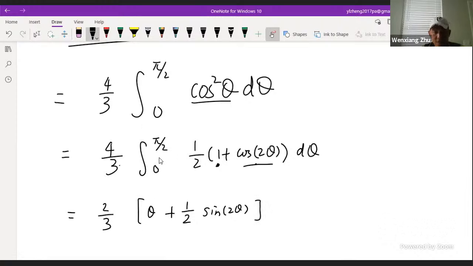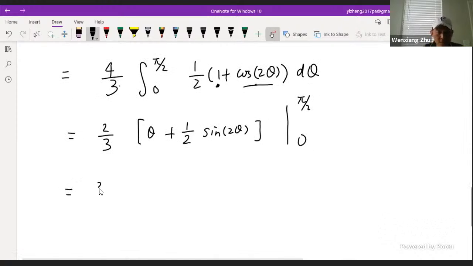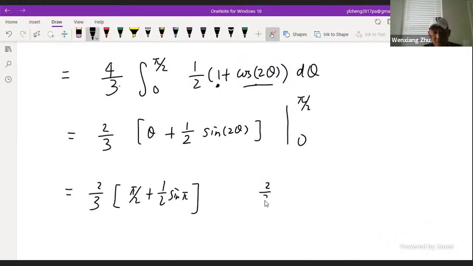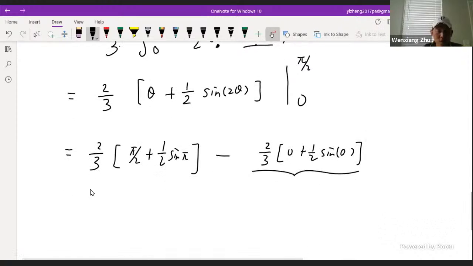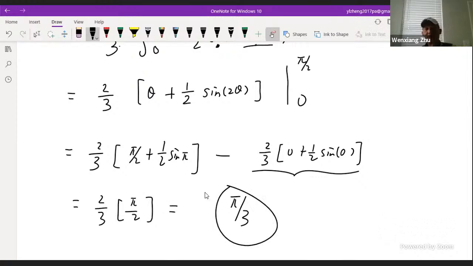Then you just need to evaluate that at two values, 0 and pi over 2. So let's do that first. When you plug in pi over 2 for theta, you get pi over 2 plus a half of sine pi. Now you plug in 0 for theta, so you have 0 plus a half of sine of 0, which is also 0. This one is easy, just simply 0. And also you end up with pi over 2, and sine pi is equal to 0, right? Sine pi is equal to 0. This is the answer. And to reduce that, the answer is equal to pi over 2.